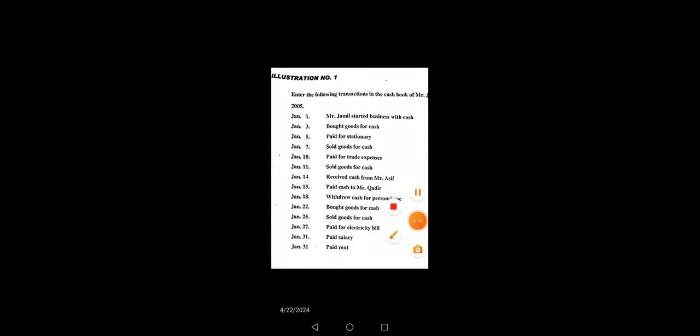Hopefully everyone is doing well. Today's target is to solve illustration number 1. We are related and associated with cash books.